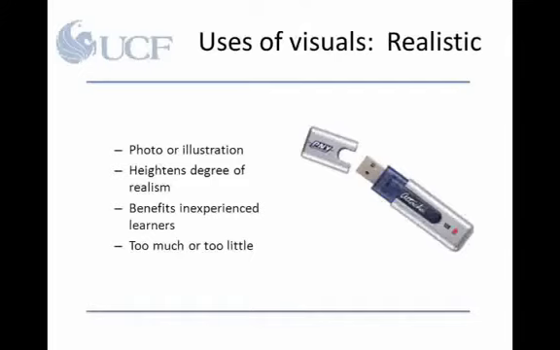Realistic uses of visuals show the actual object under study in either a photo or illustration. As a result of it being the actual object, this can heighten the degree of realism of the topic. This is particularly important for learners that have little experience with the topic, as it provides additional information and context for the concept being addressed. As with text, providing too much information can be overwhelming, while providing too little information can be superficial and may adversely affect the learning environment.